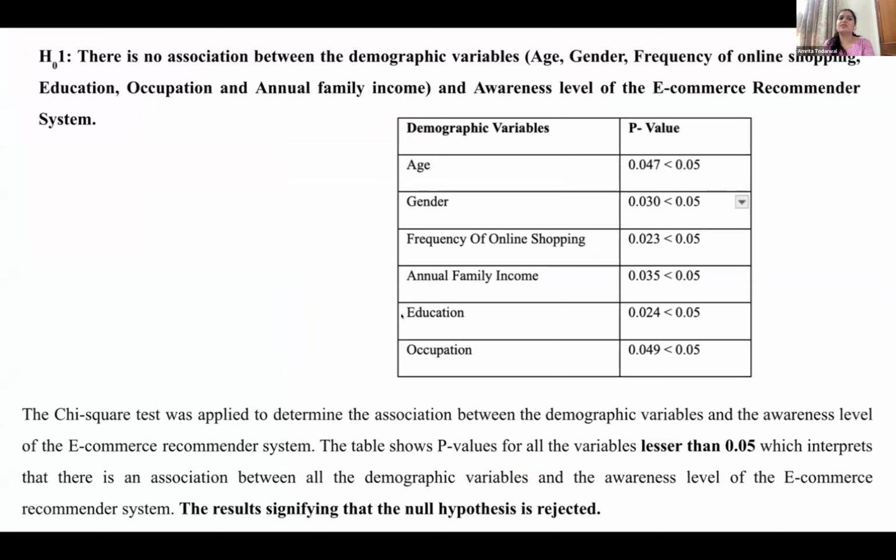My first hypothesis was that there is no association between the demographic variables, age, gender, frequency of online shopping, education, occupation, and annual family income, and the awareness level of the e-commerce recommender system. Here I used the chi-square test. We can see that the p-value for all the variables is lesser than 0.05, which means the null hypothesis gets rejected, and there is an association between all the demographic variables and the awareness level of the recommendation system.